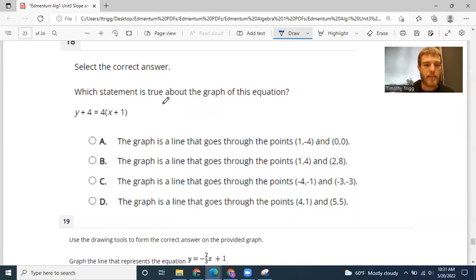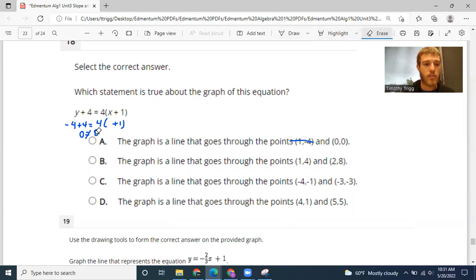So that means if I replace x with 1 and y with -4, it should be equal. So I'm going to try that. -4 plus 4. Again, I'm replacing the y with the y coordinate. 4 times, and I'm replacing x with the x coordinate, so 1. So here, -4 plus 4, that's 0, equals, this is 4 times 2, so that's 8. So that's not true, so that means this is not true.